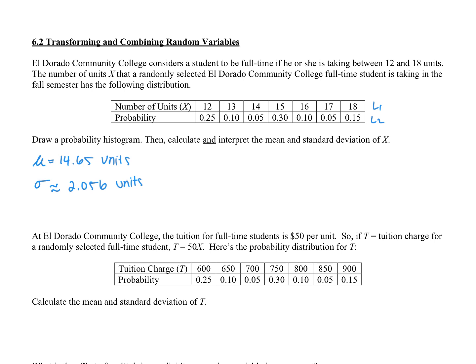Did we? Okay, so if we were to interpret something along the lines of, in the long run, if we selected many full-time students from El Dorado Community College, the average number of units taken would be 14.65. Sound good? Were we specific, or would we be specific in saying full-time students from El Dorado Community College, because that's considered the context?